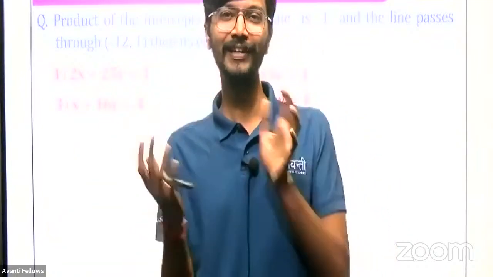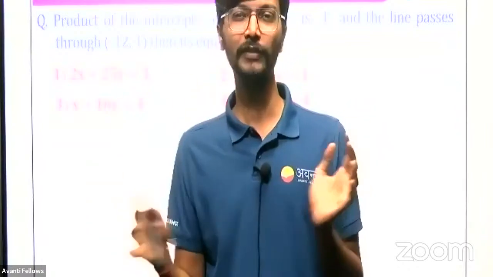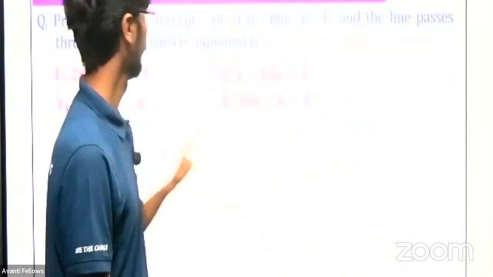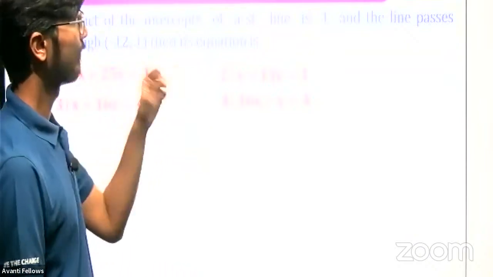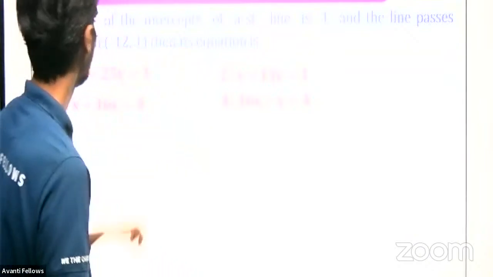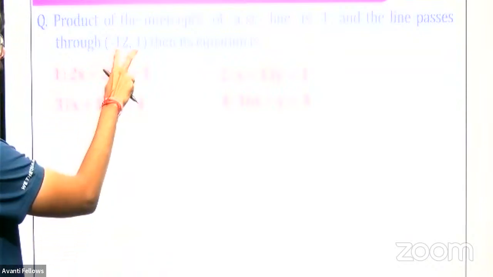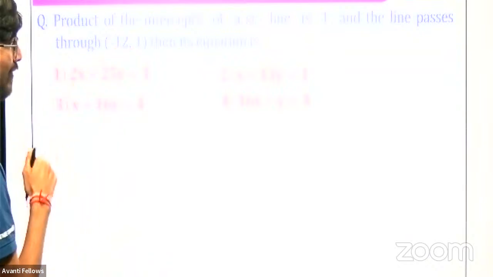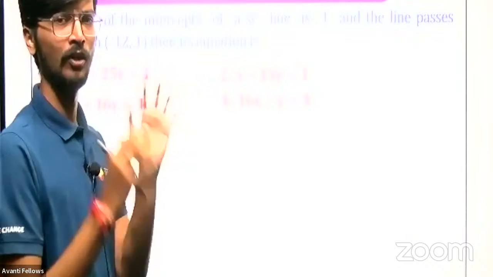This is a very tricky approach, you can say, or out of the box, not out of the box. Many of the times we'll use the options. So let us try here how to use the options. It is given that the product of intercepts of the straight line is 1 and the line passes through minus 12 comma 1. So let us substitute this point in all of the options and check whether the options are satisfied or not.